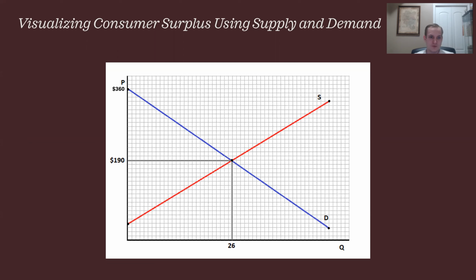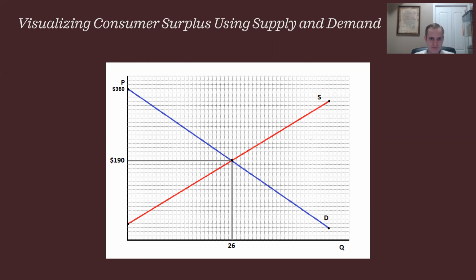Now, we can see that the price intercept point here for the demand curve is $360. This tells us that there's a consumer or customer out there that is willing to spend $360 on a Nintendo Switch. Now, that doesn't mean every consumer is willing to spend that much, but this does tell us that there is someone out there who will be willing to pay that much.